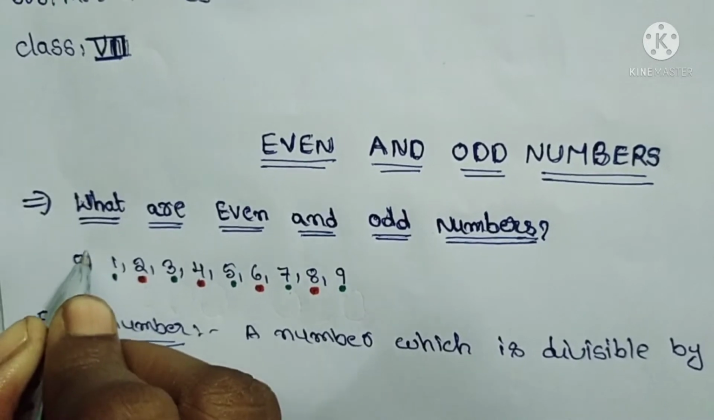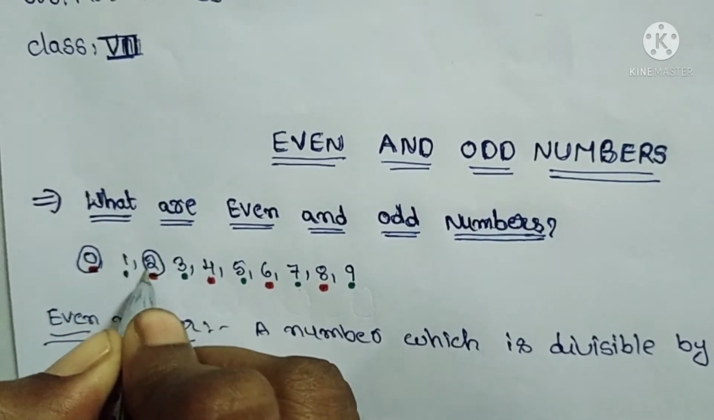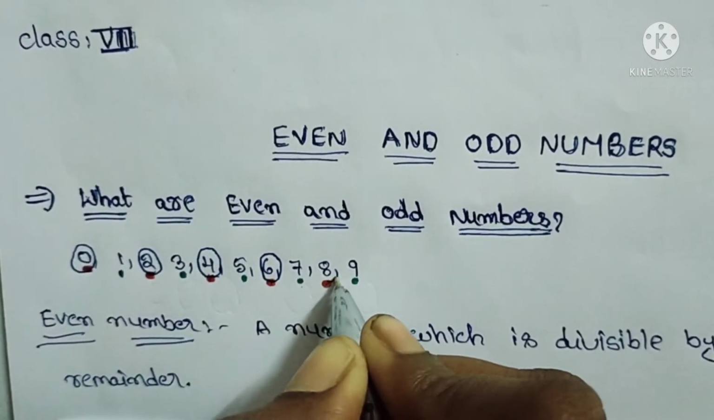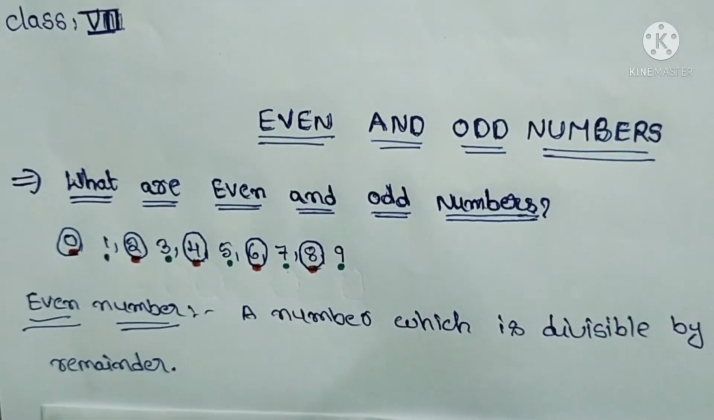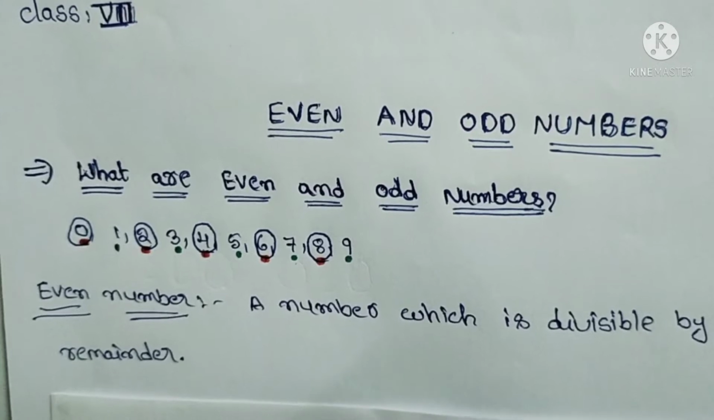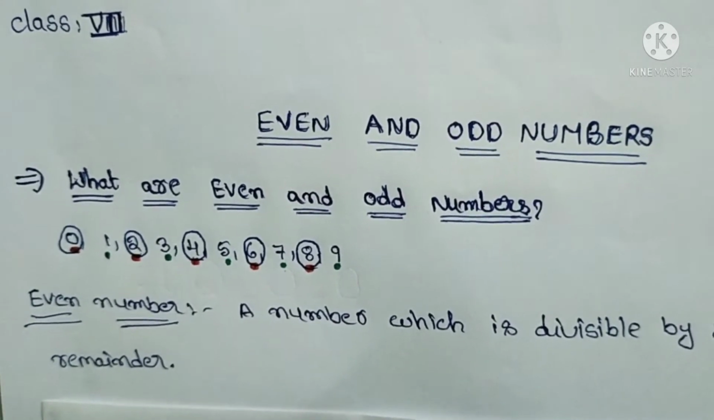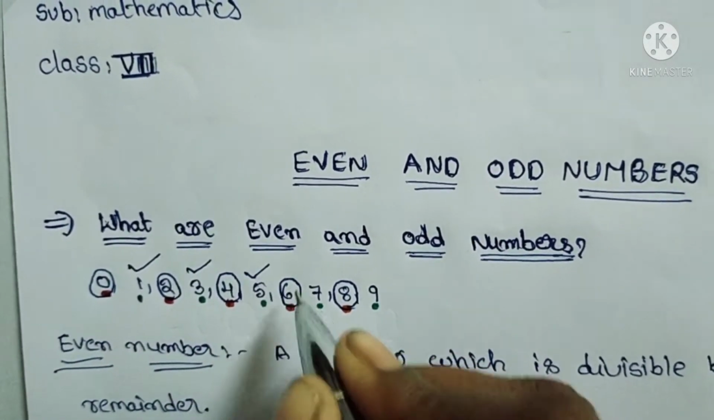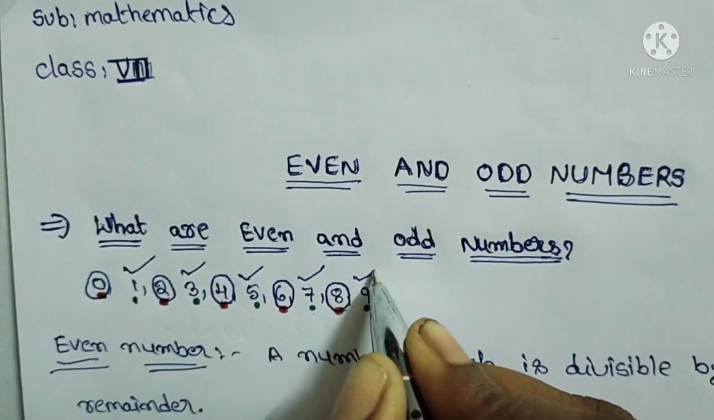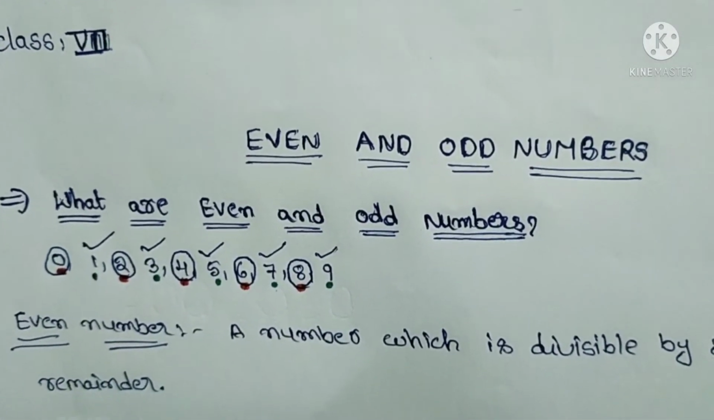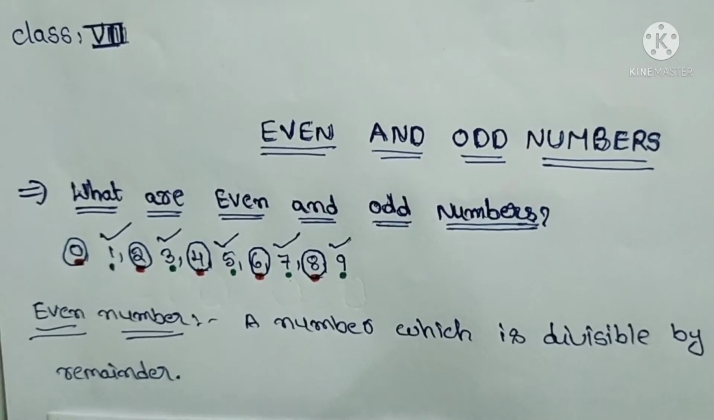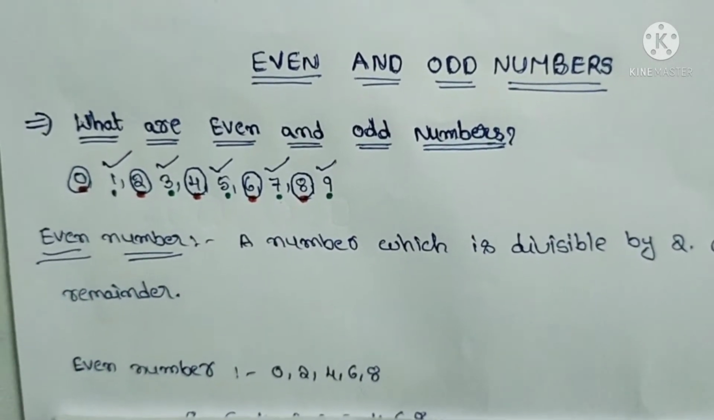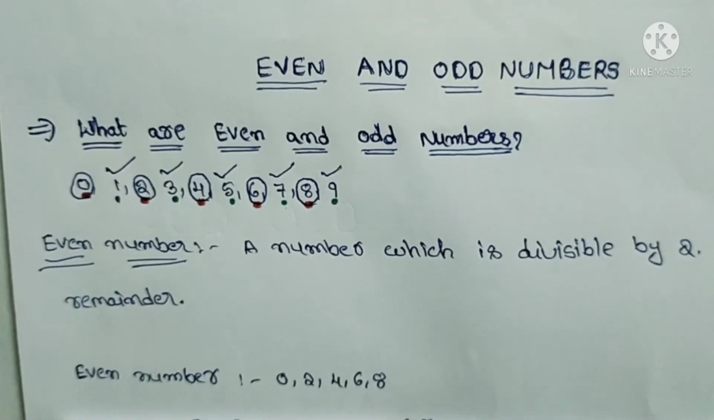These numbers are 0, 2, 4, 6, 8. These are the even numbers. 1, 3, 5, 7, 9 are not even numbers. The even numbers are 0, 2, 4, 6, 8.